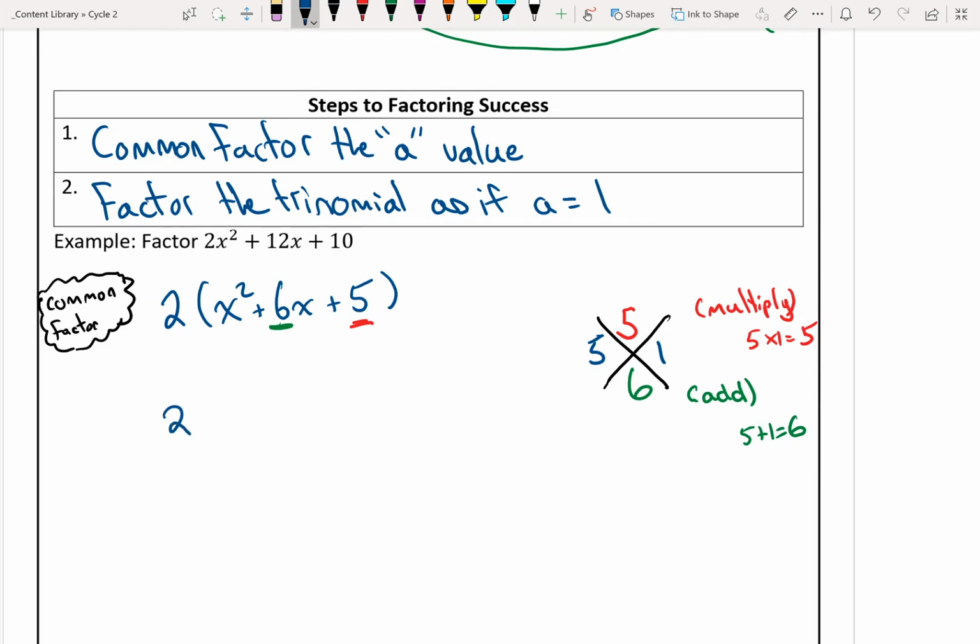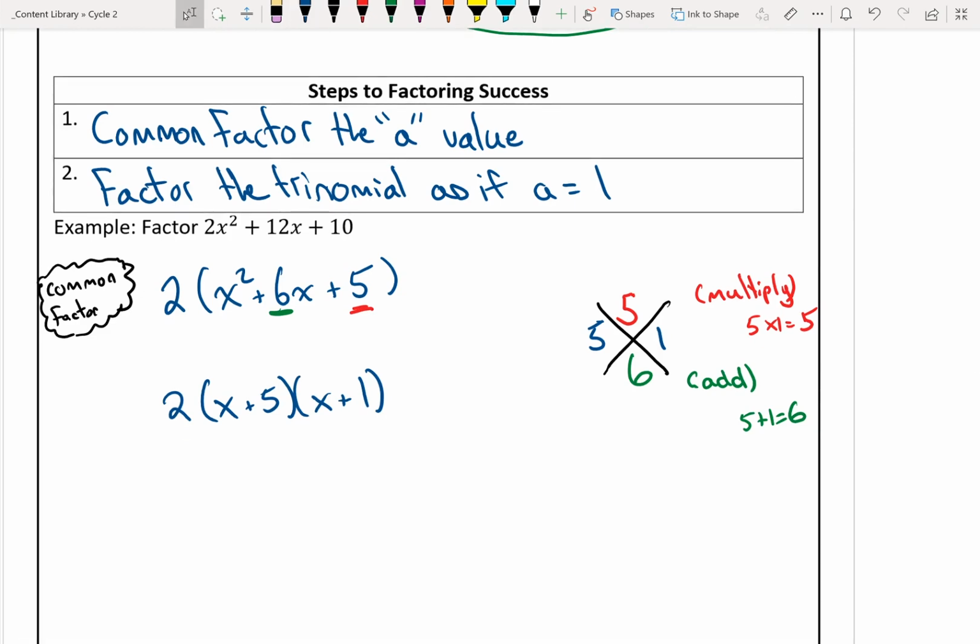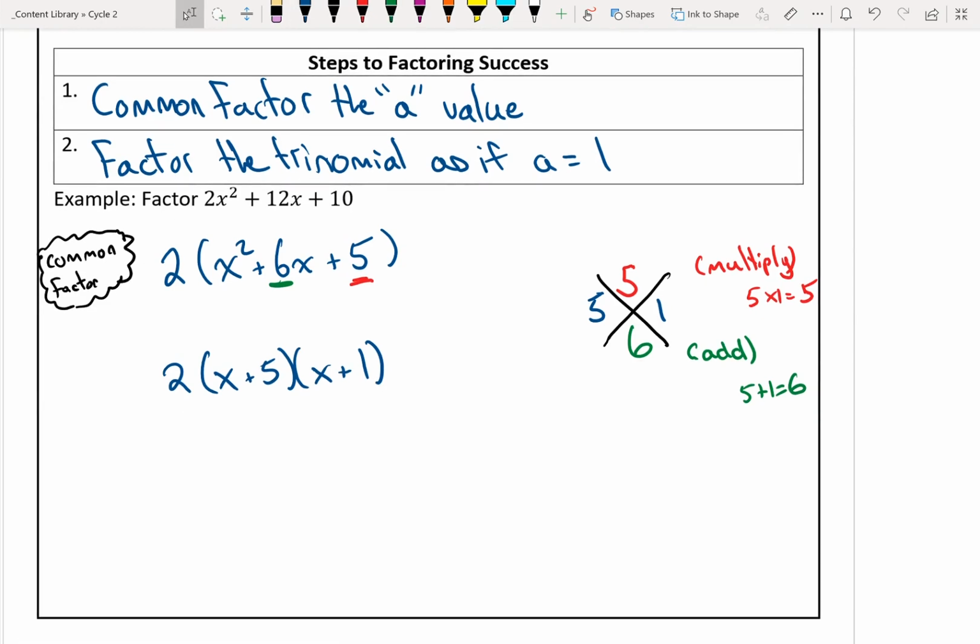So the 2 is still going to stay there. I'm going to have now two sets of brackets. The variable is going to be first, which is x, and then I'm going to take my two answers, the positive 5 and the positive 1, and plug that into the brackets. So this is now my factored form.